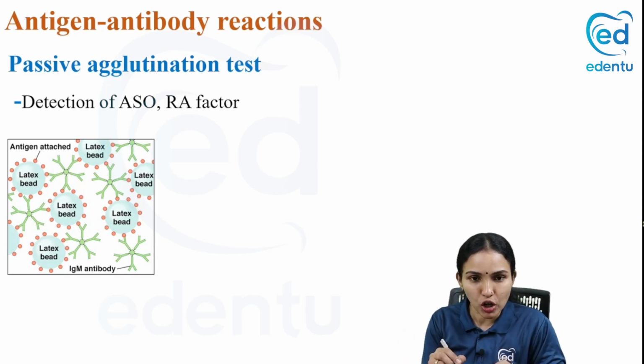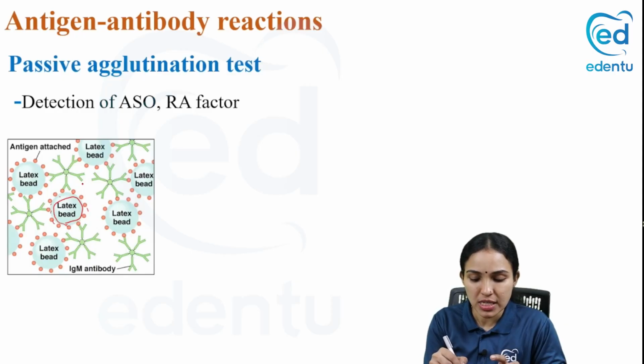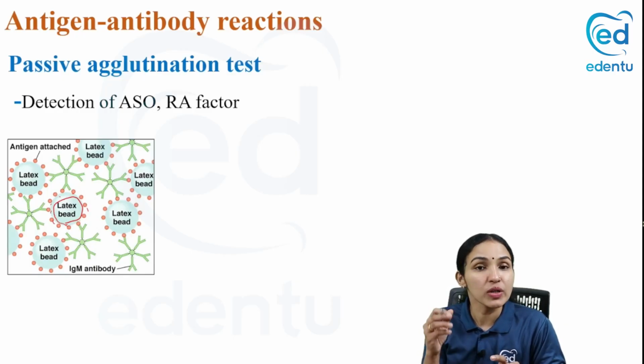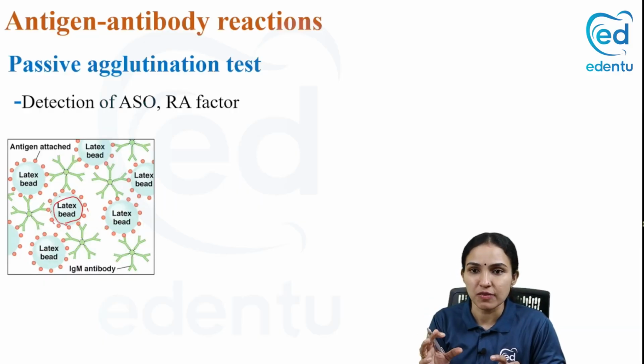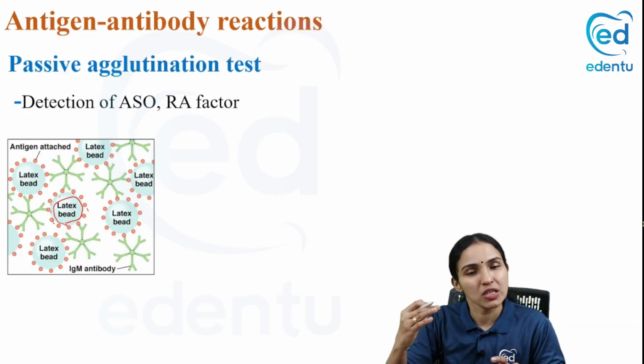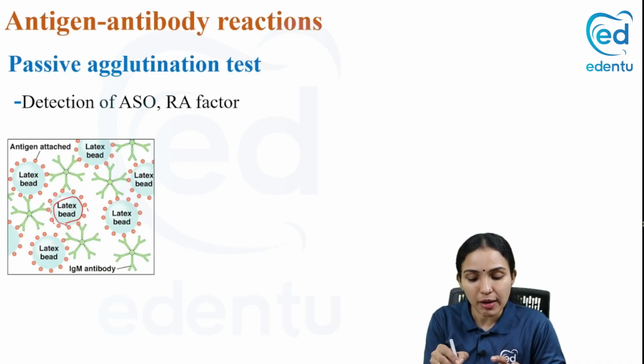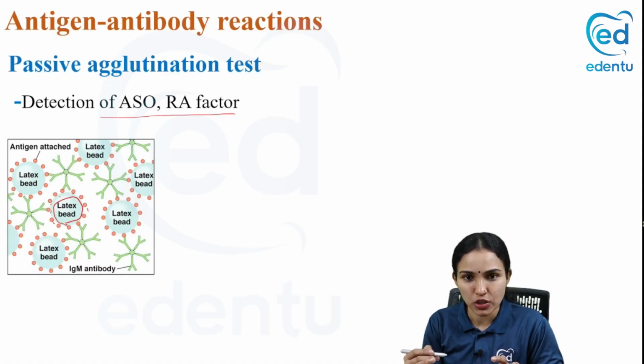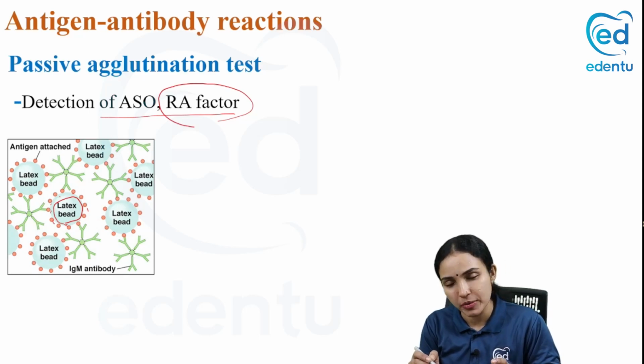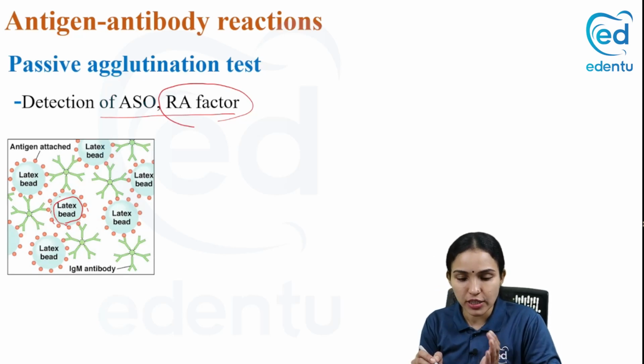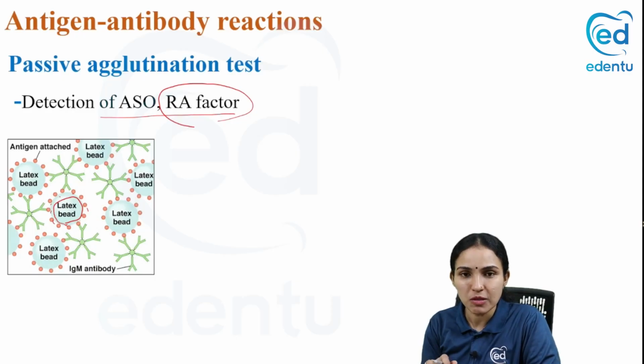For that, what you commonly do is take a latex particle and coat it with the antigens. So this antigen becomes bigger and insoluble. When it binds with its antibody, you get a visible clumping. So that is passive: passively you are converting a precipitation reaction to an agglutination reaction. Applications of passive agglutination tests are detection of anti-streptolysin O in streptococcal infection, and detection of rheumatoid factor for diagnosis of rheumatoid arthritis.